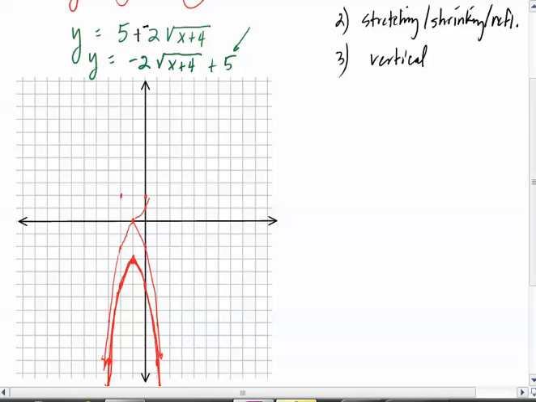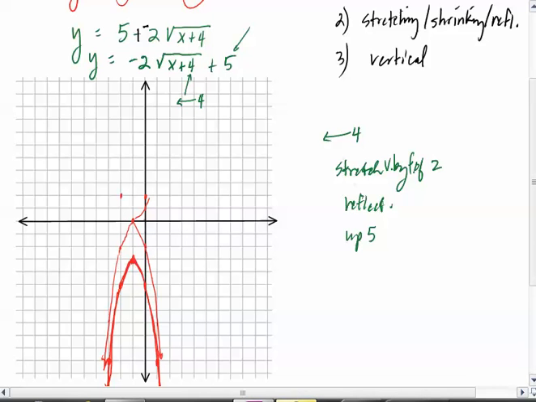Let's take a look at what we're going to be adjusting now. So this plus 4 means I'm going to move this thing to the left 4. So first thing I'm going to go left 4 with my square root function. Then I'm going to stretch by a factor vertically, right? Vertical stretch by a factor of 2. Then I'm going to reflect it. And then I'm going to go up 5. So let's take those in that order.